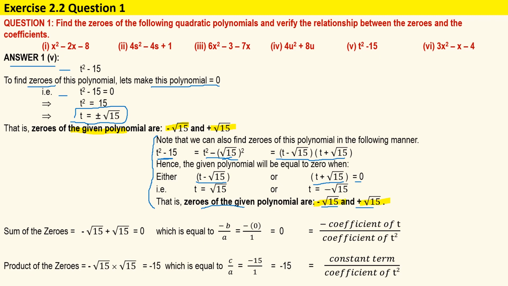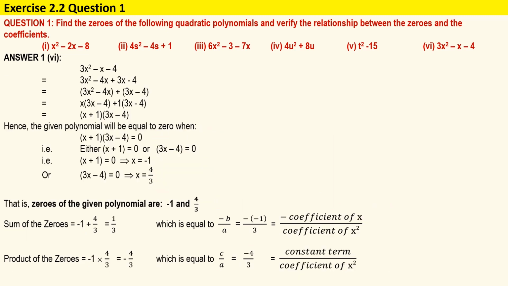And now let's do the verification. Sum of the zeros will be minus square root of 15 plus square root of 15, which will be equal to 0. And this indeed is equal to minus b by a, because b in our case is 0, and this b by a will become 0 by 1, which is 0. The product of the zeros will be minus square root of 15 multiplied by square root of 15, which will be equal to minus 15, and which actually is equal to c divided by a, because c by a is equal to minus 15 by 1, which is equal to minus 15. Hence, we have verified the relationship.